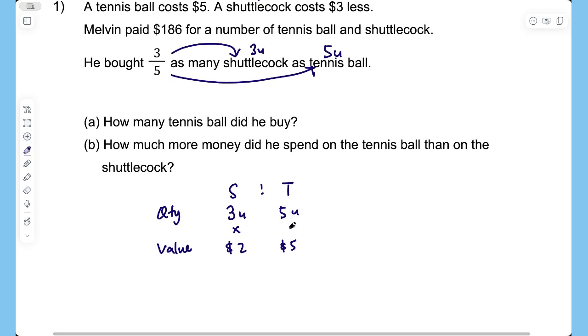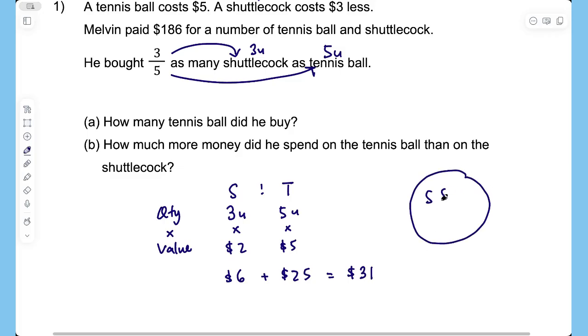So we will multiply this. 3 times 2 gives you $6. So 3 shuttlecock will be $6. And 5 tennis balls will be 5 times 5. That will be $25. If we add 6 and 25, that gives us $31. That means if you have a group of 3 shuttlecock and 5 tennis balls, this group will cost $31. Okay, this is one group.